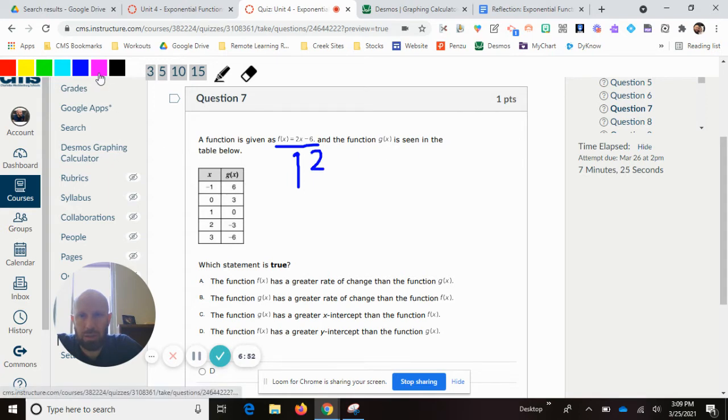G of x is over here. As we go from 6 to 3 and 3 to 0, this is a minus 3. Again, if it's either A or B, rate of change means which value is bigger, which one is increasing or decreasing at a higher rate. 3 is going to be decreasing at a quicker rate than 2. So negative 3 or 3 over here is g of x. So B would be the answer. G of x has a greater rate of change.